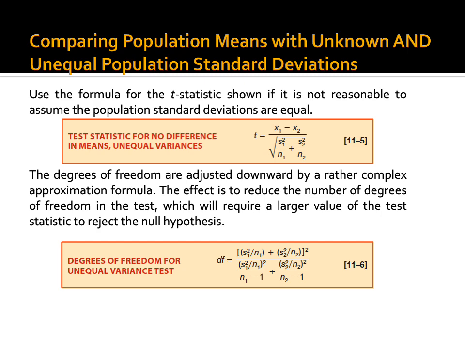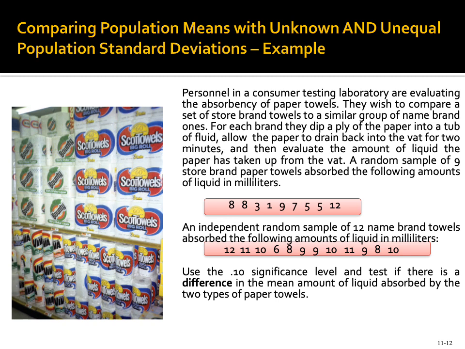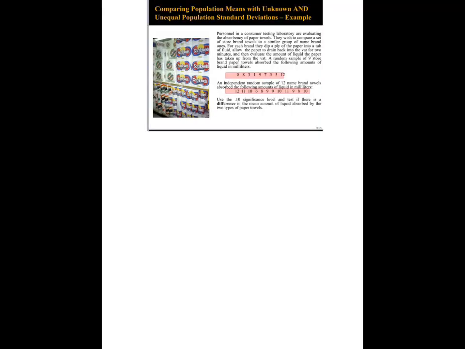All right, let's look at our first sample question. Here we're comparing paper towel absorbencies. The store wishes to compare a set of store brand towels versus name brand towels. They've selected a random sample of 9 store brand towels and 12 name brand towels. Our alternate hypothesis question is, using the 10% level, is there a difference in the mean amount of liquid absorbed by the two types of paper towels? On the next slide we'll go through a tutorial video of solving this full problem. Unknown but unequal standard deviations.